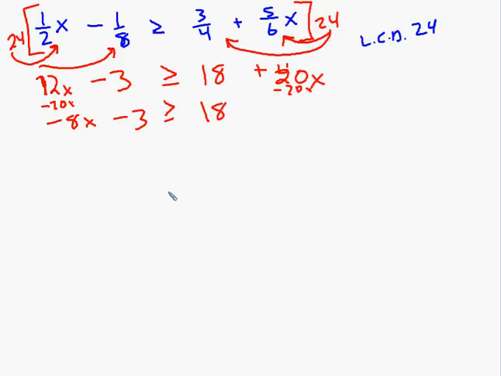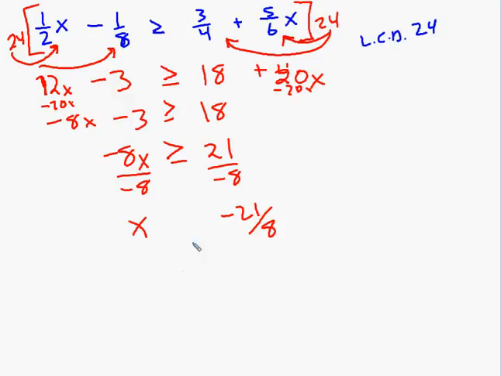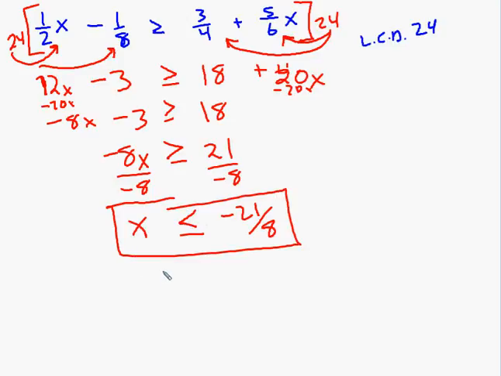Now what? I meant add the 3. Add the 3. And then we divide by negative. So x is 21 over negative 8. We can move that negative up. But what's our symbol? It's less than, because we need to flip it when we divide by a negative.